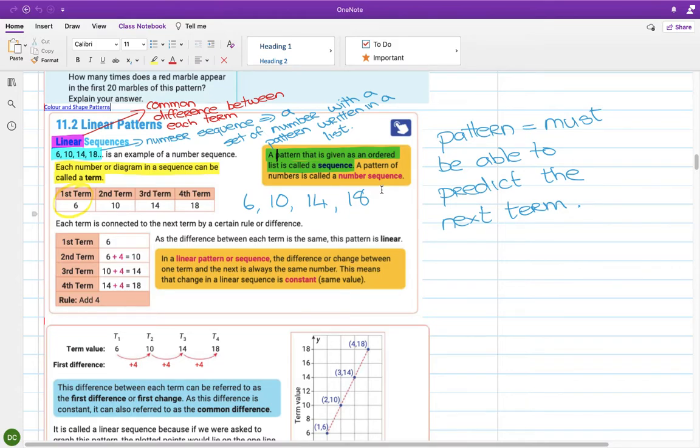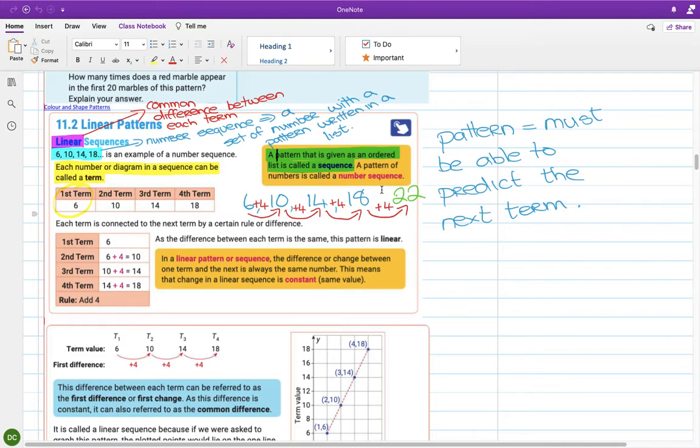Okay, so if we look to go from 6 to 10, what's the jump there? That's a jump of +4. To go from 10 to 14, that's a jump of +4. To go from 14 to 18, that's a jump of +4. So if we want to predict the next term, can we? Yep. We go +4, and we can tell you then that the next term in this sequence is 22.